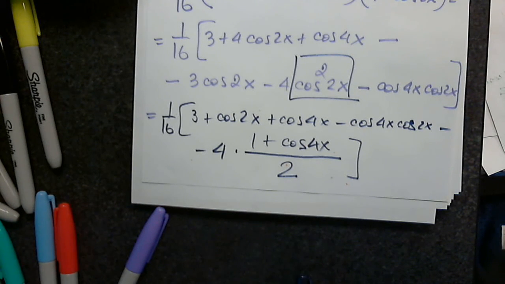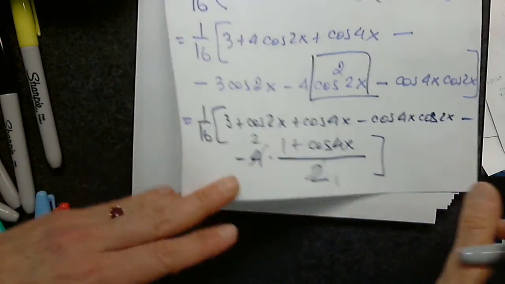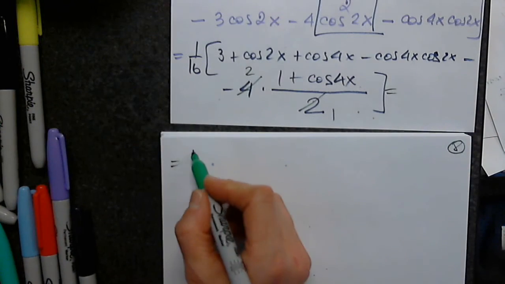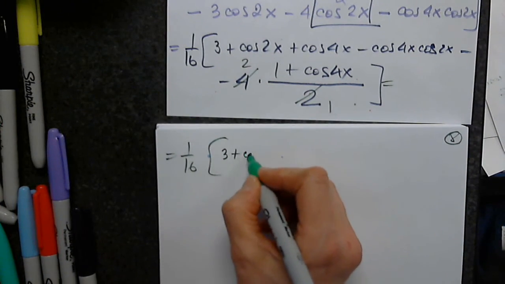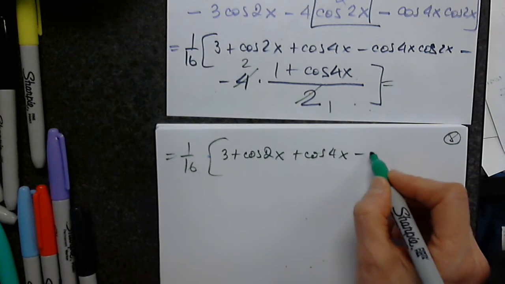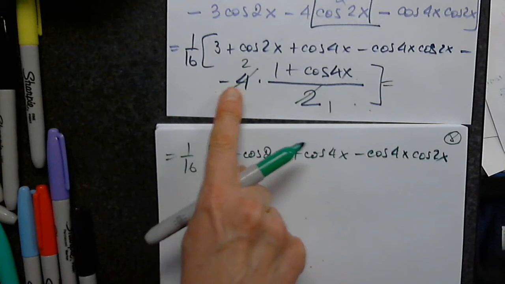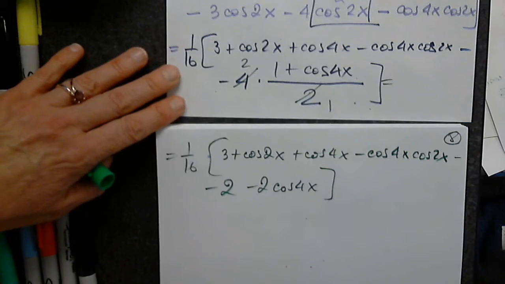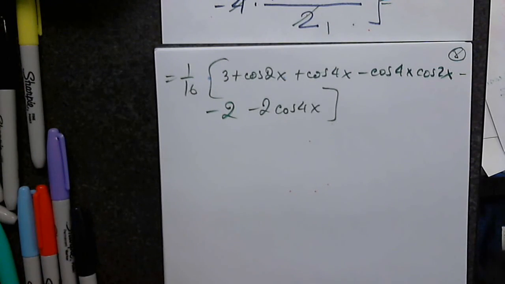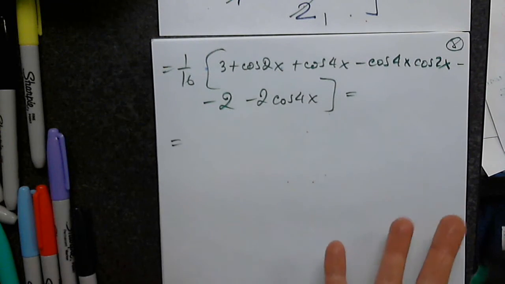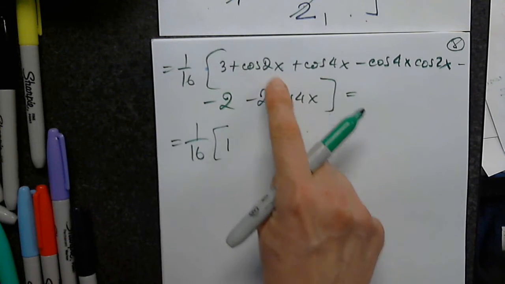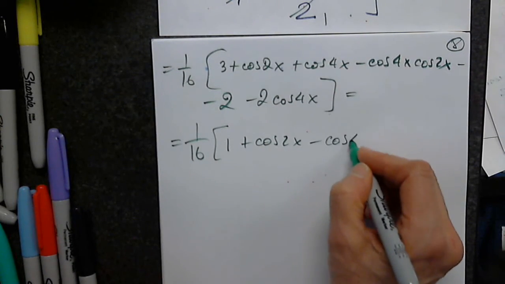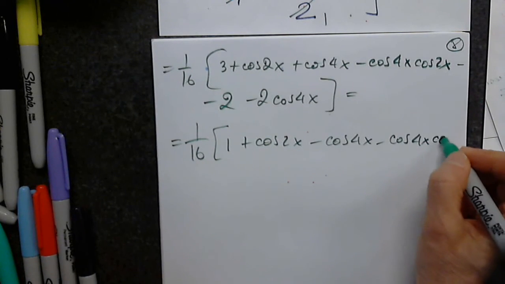I will rewrite everything. Keep the 1 over 16 outside. It can wait a while longer. So I have 3 plus cosine twice x plus cosine 4x minus cosine 4x cosine twice x minus 2 times 1 minus 2 and minus 2 cosine 4x. And now it's done. I have to rearrange it, combine like terms, and it will be done. So 1 over 16. This is 1. This is alone. These two are together, so this is minus cosine 4x, and then minus cosine 4x cosine 2x.